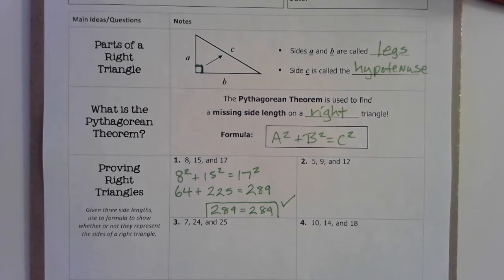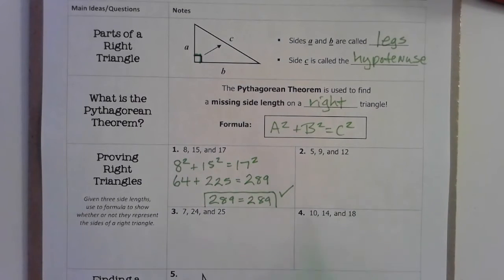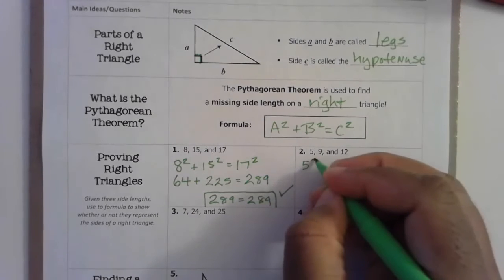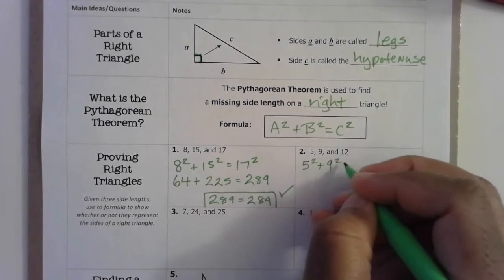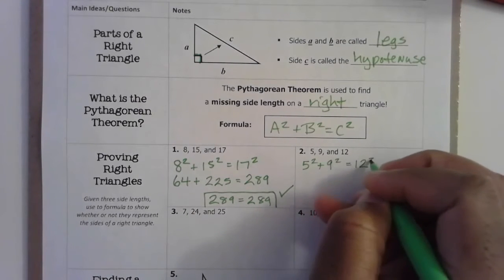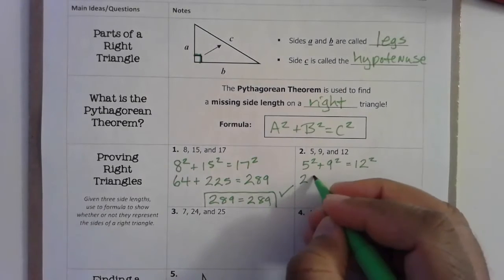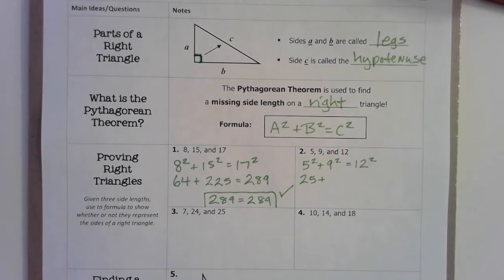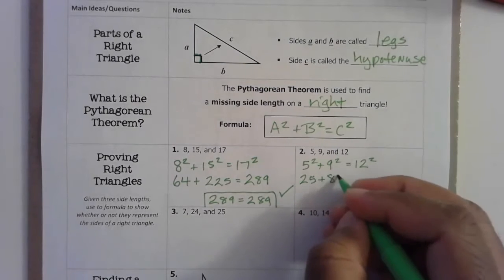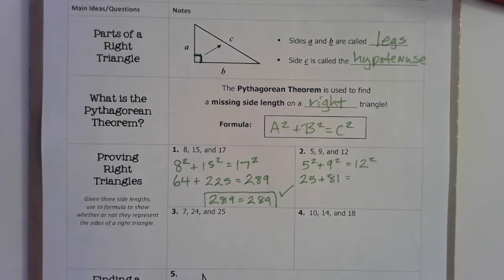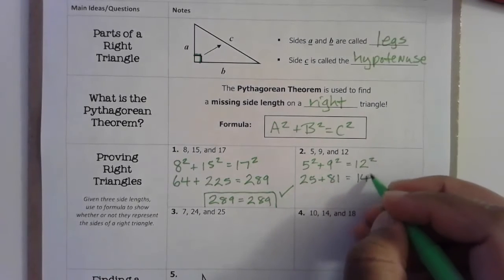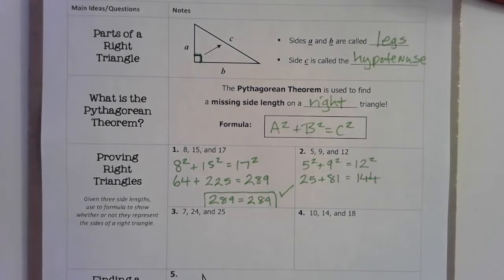Okay, let's go ahead and take a look at another example here. Let's look at number 2 here. So once again, I'm just going to square them. So I'm going to have 5 squared plus 9 squared equals 12 squared. Okay, so 5 times 5 gives me 25. 9 times 9 gives me 81. 12 times 12 gives me 144. So let's add them up and see what happens here.